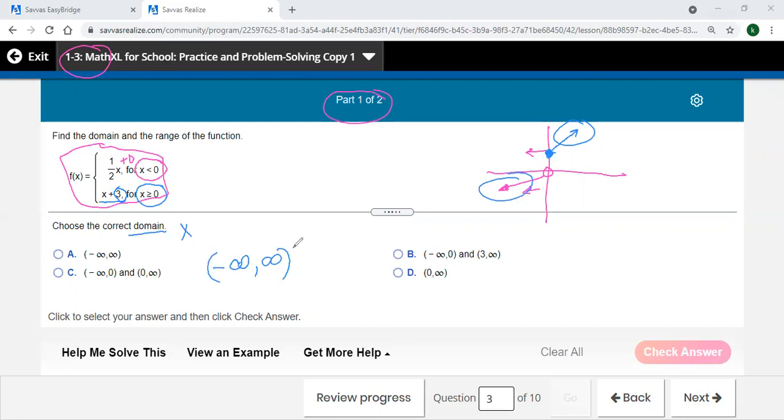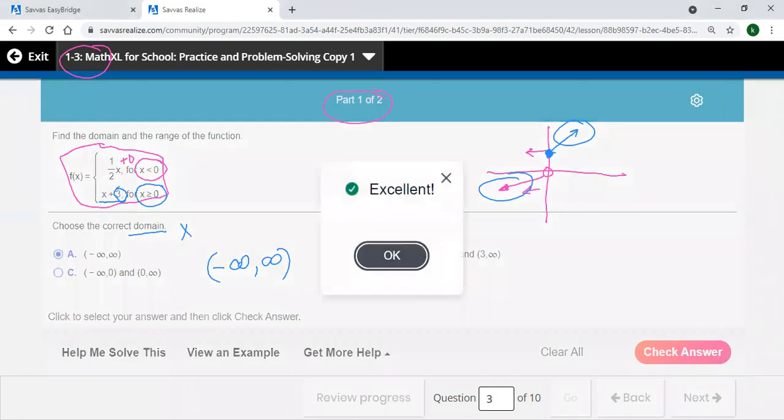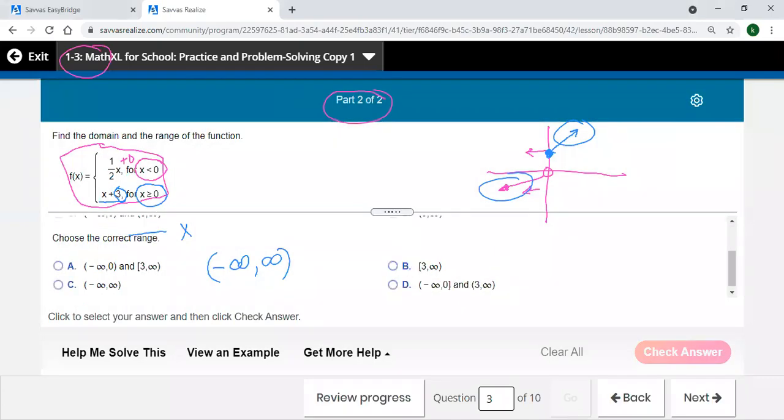And infinities always get parentheses, soft brackets, if you will, because square brackets are when it equals, but infinity, just as soon as you get to infinity, it moves over, so you never can actually equal it. So that's how I remember that part. All right, so that was negative infinity to positive infinity with parentheses. So A, let's check that. All right, now let's go on to the second part of the question here.